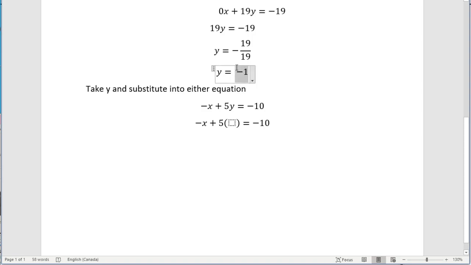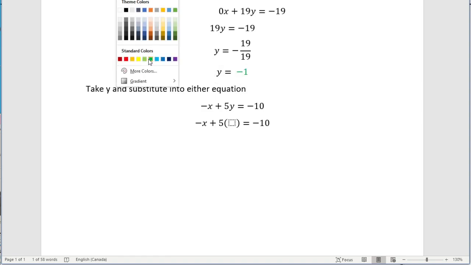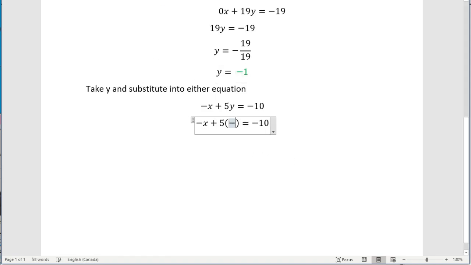I'm substituting in this number right here. Right, so let's put it right here. And again, we'll give it that color to make sure that we are paying attention to where this came from and how it's being used.